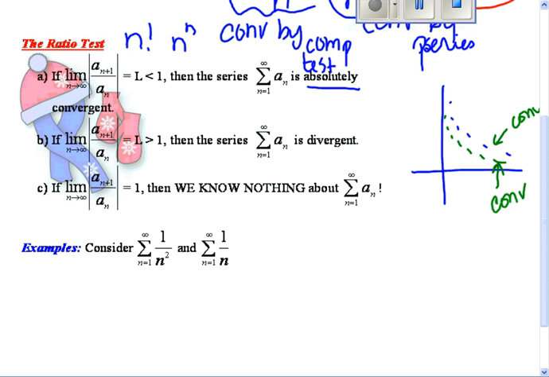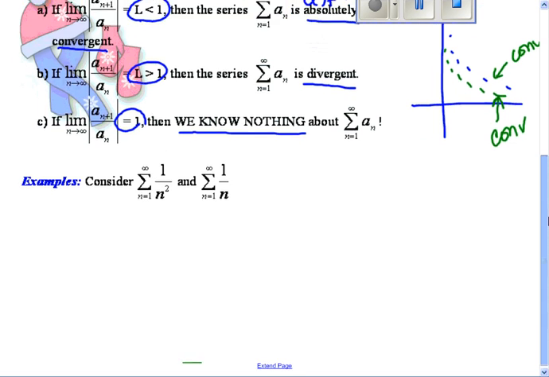If the ratio turns out to be a number less than 1, it converges. If you focus, it's a lot easier. And if the ratio turns out to be bigger than 1, it diverges. And if it's equal to 1, we know nothing, unfortunately. So, I would never do the ratio test on these problems.